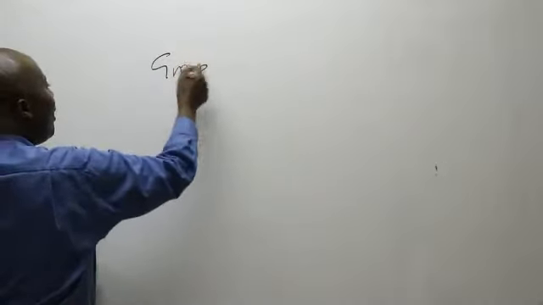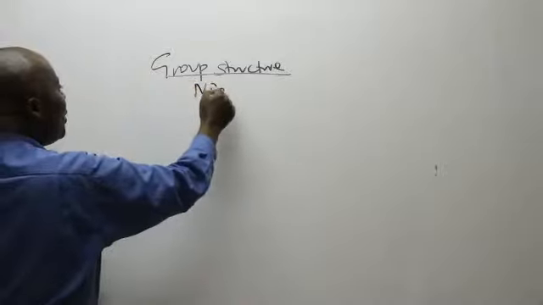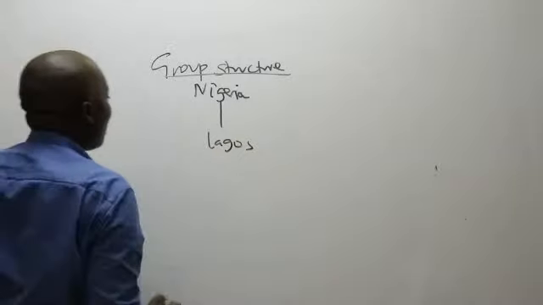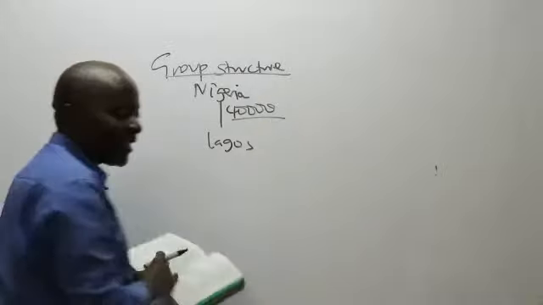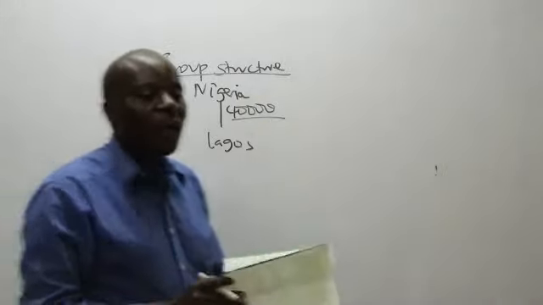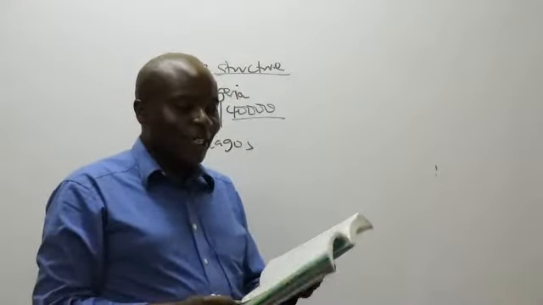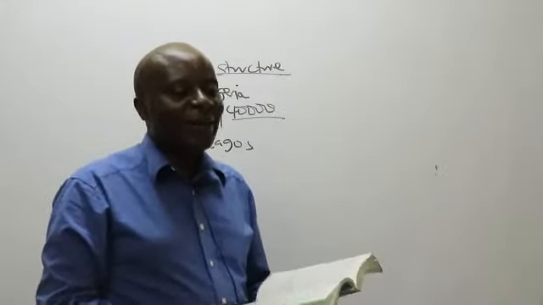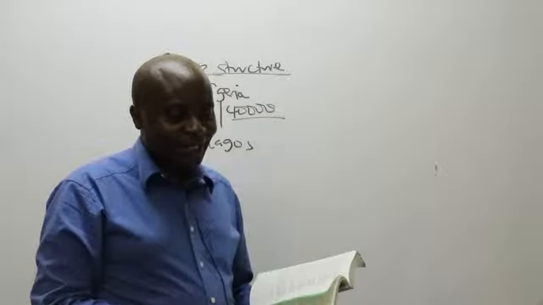So group structure, what do we have here? We have, ladies and gentlemen, a company, in this case called Nigeria, buying a smaller company called Lagos. But remember, they took how many shares of Lagos? 40,000. Out of how many shares does Lagos have? Lagos iko na shares ngapi zote?